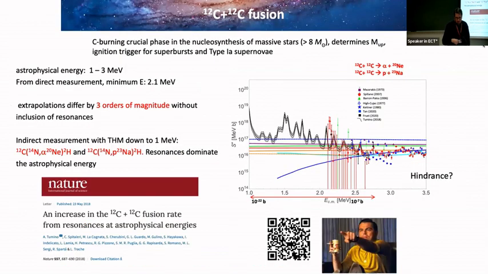So let's go to the carbon-carbon fusion. Again, this is very important. It's a key reaction for nuclear astrophysics, as you know, because it's really entering a lot of scenarios, like, for instance, superbursts, determination of M_up, so this mass above which you can have supernovae. So it's very important, let's say.